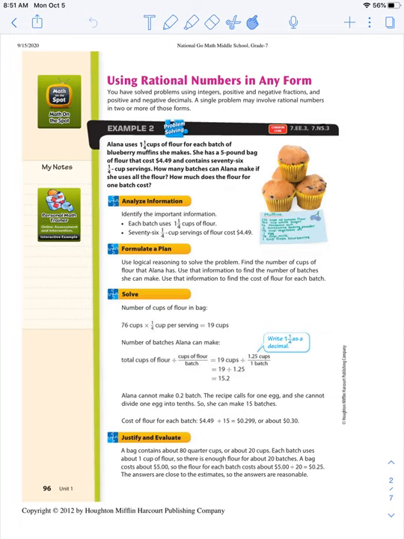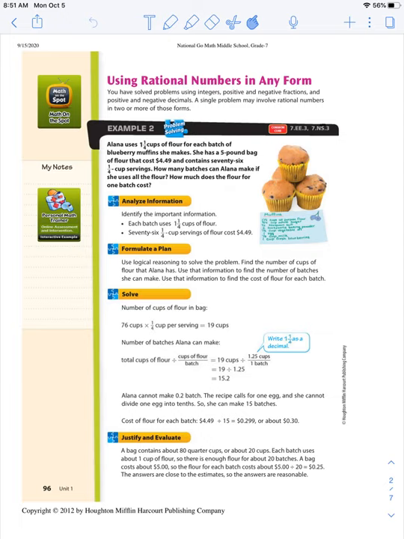All right, so Alana uses 1 1/4 cups of flour for each batch of blueberry muffins she makes. She has a 5-pound bag of flour that costs $4.49 and contains 76 1/4 cup servings. How many batches can Alana make if she uses all the flour? How much does the flour for one batch cost?